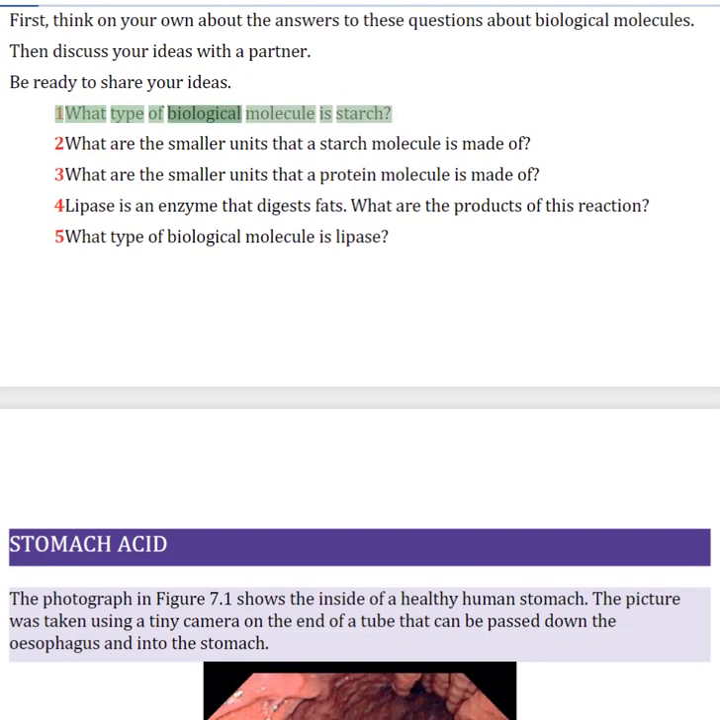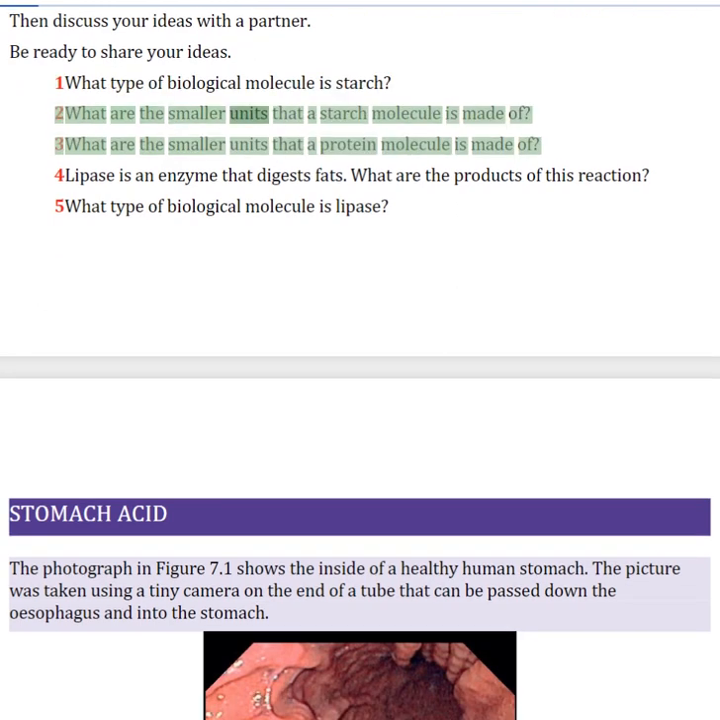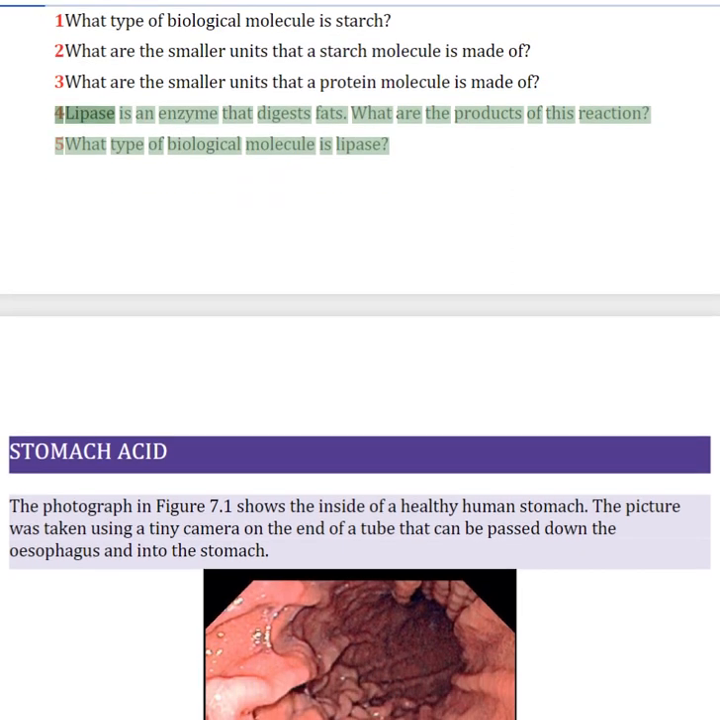1. What type of biological molecule is starch? 2. What are the smaller units that a starch molecule is made of? 3. What are the smaller units that a protein molecule is made of? 4. Lipase is an enzyme that digests fats. What are the products of this reaction? 5. What type of biological molecule is lipase?